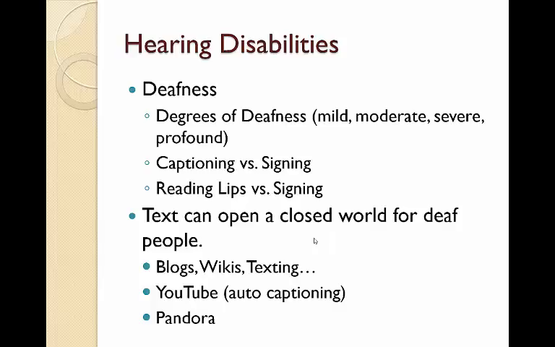Text can also open a closed world for deaf people. If you think about blogs and wikis and texting, things we take for granted now, for a deaf person to be able to communicate with things like that didn't happen 20 years ago. It's a great way for them to be productive and engaged and have a whole community of people that they can communicate with that they didn't have access to before.